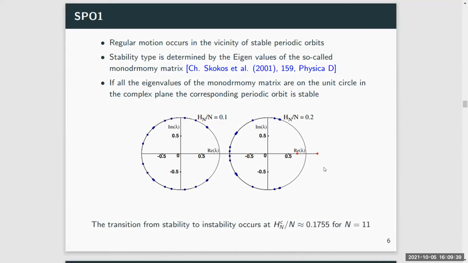Okay. In general, initial conditions close to these stable periodic orbits lead to regular motion, whereas for initial conditions which lie in the vicinity of these unstable periodic orbits, chaos appears. The stability analysis of SPO1 shows that for small values of energy per particle, the orbit is stable. And it becomes unstable when the energy increases past a certain threshold, and the threshold for SPO1 for N equal to 11 is around this value.